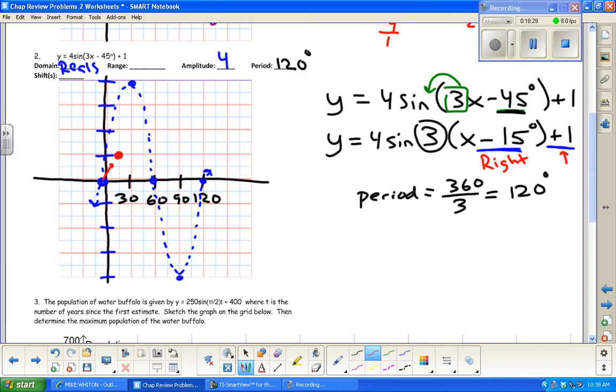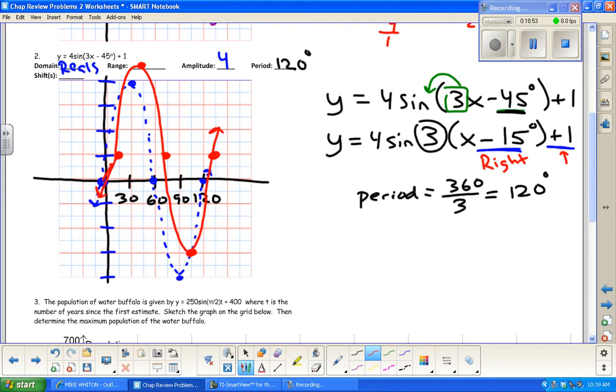Second point, I got to go over. I'm going to run out of space here, so it's going to actually be up here. Over 15, up 1. This bottom point, over 15, up 1. And over here, over 15 and up 1. So my scale, I probably should have done a little better, but that's good enough. That shows me the shifts, and that's our final answer.